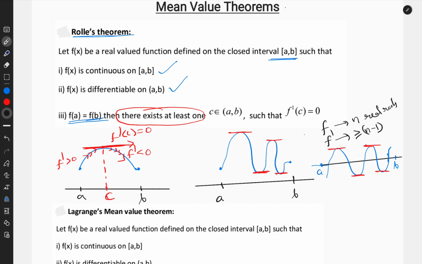And more elaborately, it is all about the roots of a derivative. If your f is described as continuous and differentiable, then our discussion is for the derivative of the function. Whether f dash has a root or not will be decided by the nature of the function f. This is called Rolle's theorem.